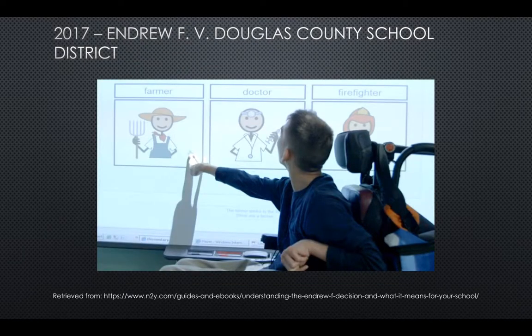2017, Andrew F. versus Douglas County School District. This case centered around Andrew F., a child with autism, whose parents removed him from public school after due process because they felt he was not being appropriately challenged. The U.S. Supreme Court overturned the 10th Circuit Court's ruling and found that, quote, every child should have the chance to meet challenging objectives, close quote.